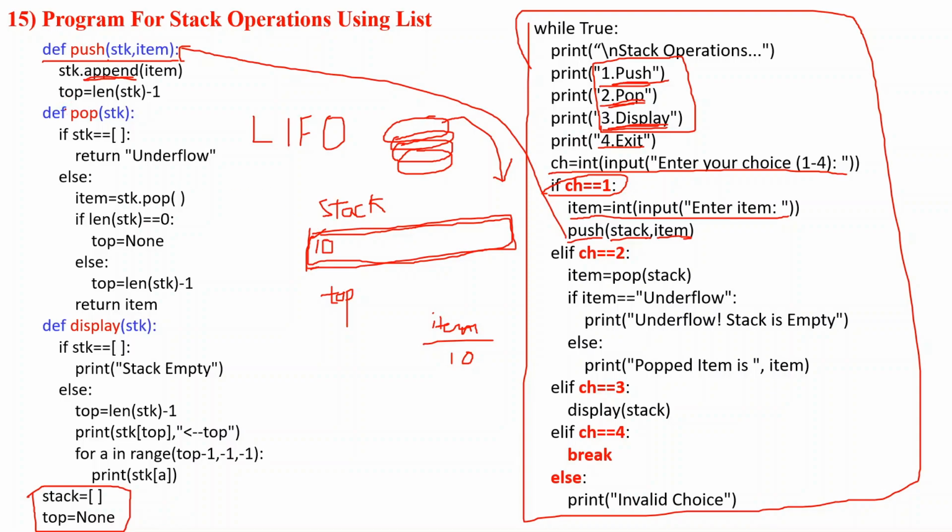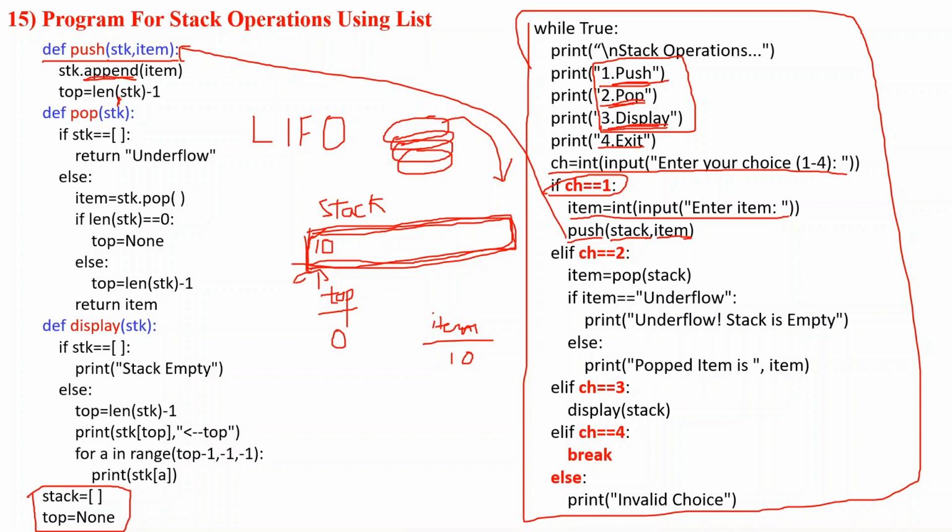And now initially top is None, there is no value in the top. Now top equal to length of stack minus 1. Totally, how many elements are there in the stack now? Right now, one element is there. Length of stack means it will come 1. What is 1 minus 1? 0. That means now top points to 0, that is, this value is pointing to the first element.